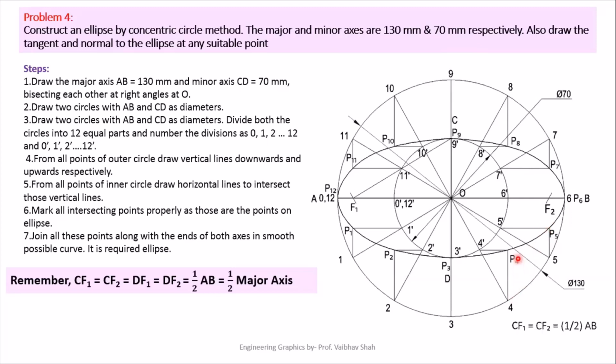From point 4, we have drawn one vertical line towards the inward direction of the circle. From 2, we have drawn one vertical line towards the inward direction of the circle. From 1, we have drawn a vertical line towards the inward direction of the circle. Likewise, you have to draw from each and every point.